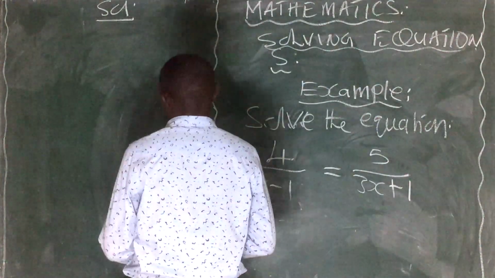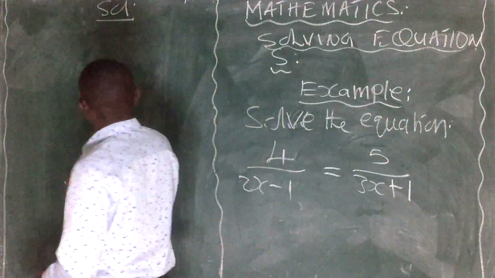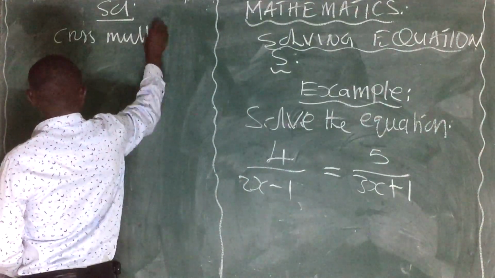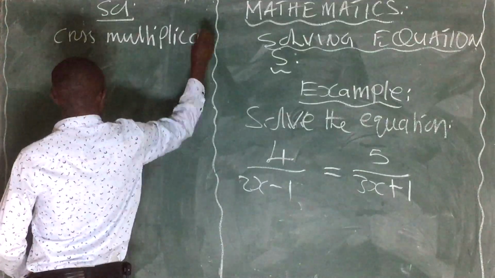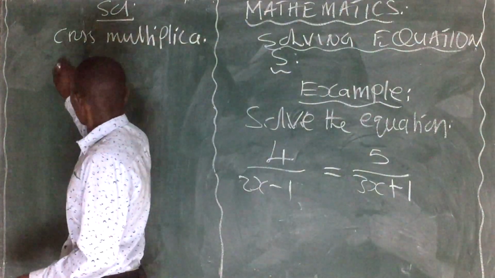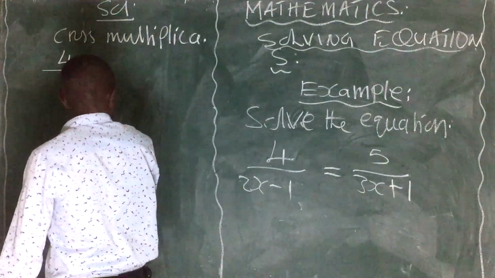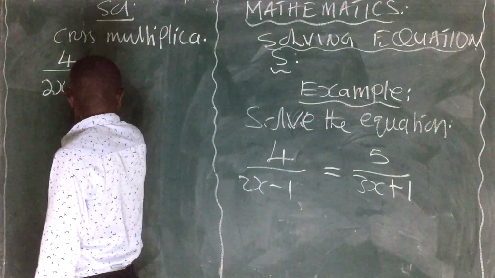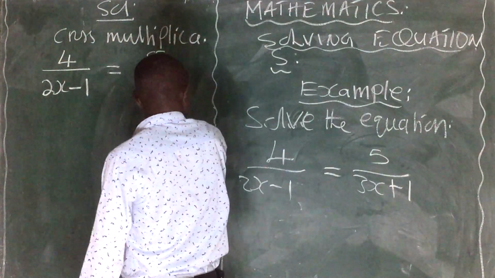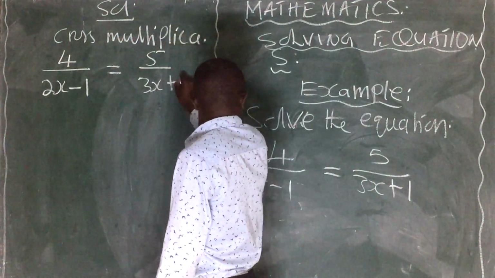So the first method that I was talking about out of the two is cross multiplication. What does that mean? It means this. On the left hand side, I've got a fraction 4 over 2x minus 1. On the right hand side, I've got a fraction 5 over 3x plus 1.